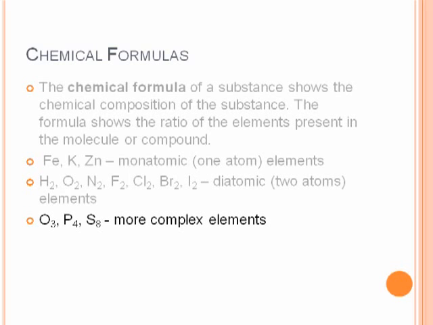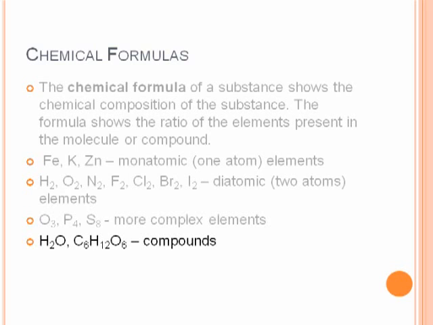You can have some more complicated elements. For example, ozone, or P4, which is a form of phosphorus, S8, which is a form of sulfur, and there are several of those. And you can certainly have more complicated compounds. H2O is water, C6H12O6 is glucose, and the list goes on.